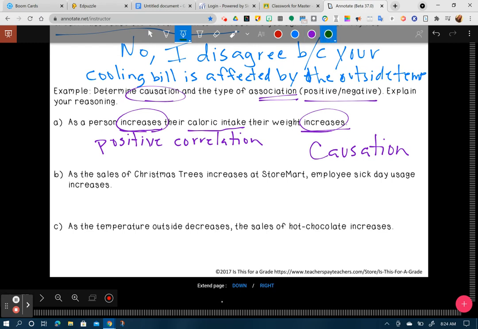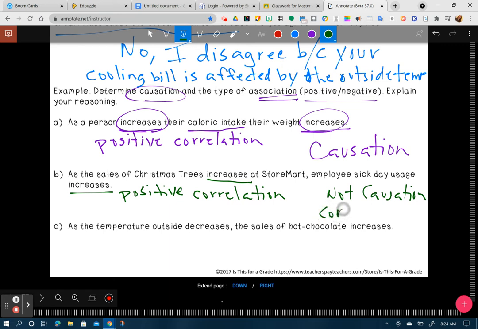So, okay, let's look at the B. As the sales of Christmas trees increase at StoreMart, employee sick day usage increases. Well, again, they're both increasing, so that would be a positive correlation. Okay. However, does Christmas tree sales cause employees to use their sick days? No. So this would not be causation. Okay, so this would just be correlation. Or we say association. Okay, association.